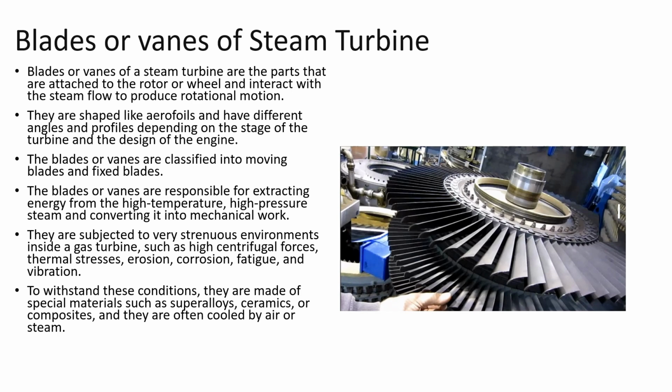The blades or vanes are responsible for extracting energy from the high temperature, high pressure steam and converting it into mechanical work. They are subjected to very strenuous environments inside a gas turbine, such as high centrifugal forces, thermal stresses, erosion, corrosion, fatigue, and vibration. To withstand these conditions, they are made of special materials such as superalloys, ceramics, or composites, and they are often cooled by air or steam.